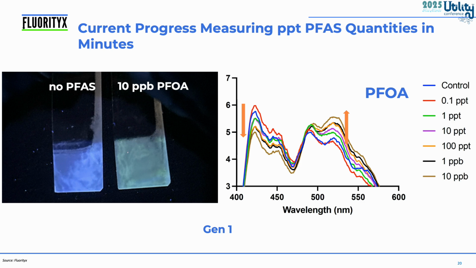And so what our first generation instrument will be designed to do is measure the change in the ratio from the peak, as you see, that's decreasing with increasing concentration between the 400 and 450 wavelength, and the increase between 500 and 550. We'll measure that change, and that will provide us an indication of how much PFAS is in the sample.